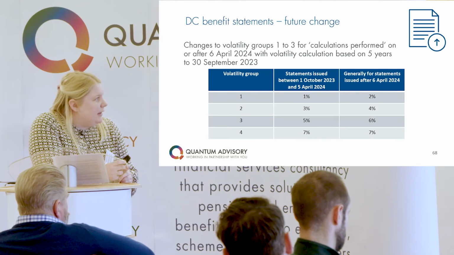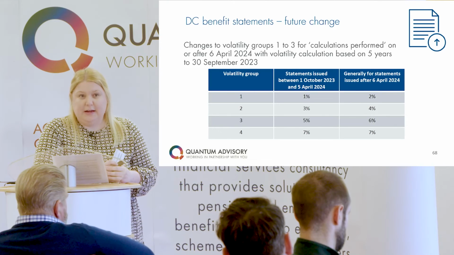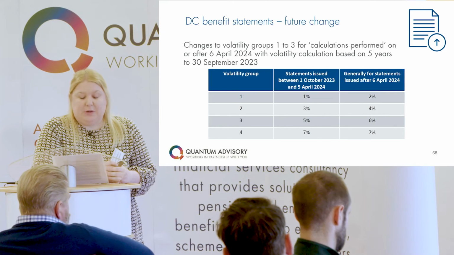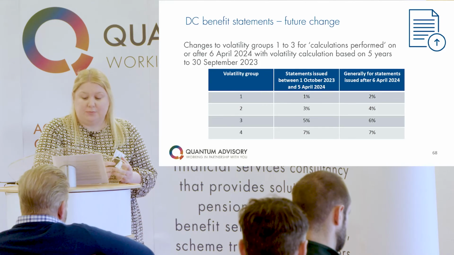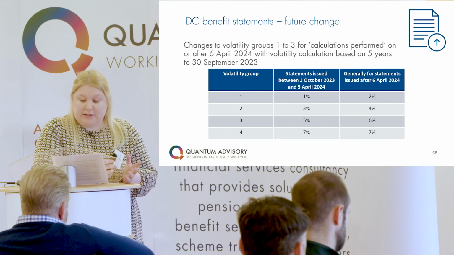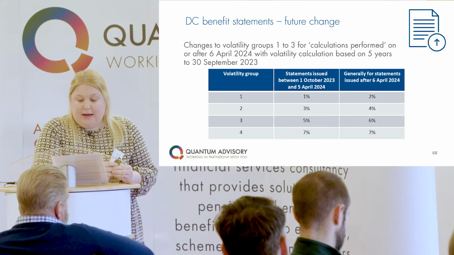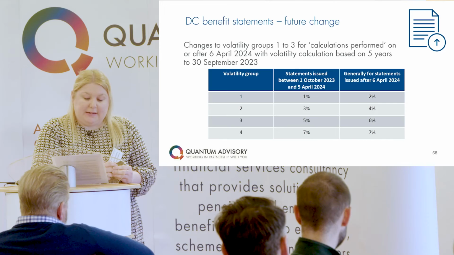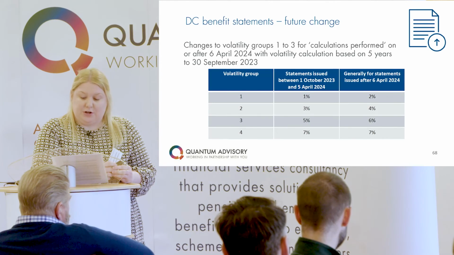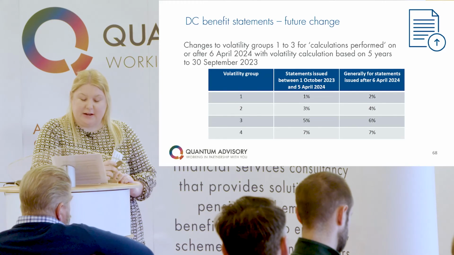Now, within the guidelines on this, the phrase "calculations performed on or after" is used. And so this should be considered by schemes, because it can be interpreted as the date when the calculations are actually done. And so for those schemes that have year ends on 31st of March or 5th of April, the updated rates could be used if the calculation is undertaken after 6th of April, and so funds may be placed in different volatility bands to the previous year, as the calculation will be by reference to the 5 years ending 30th September 2023.